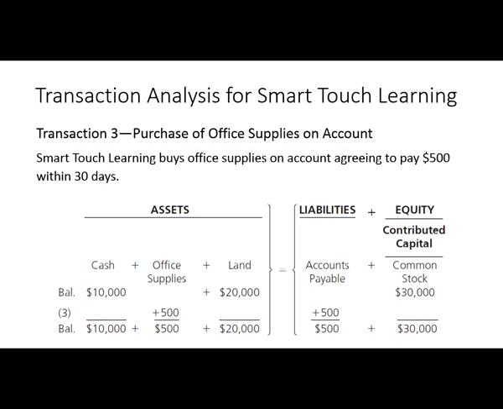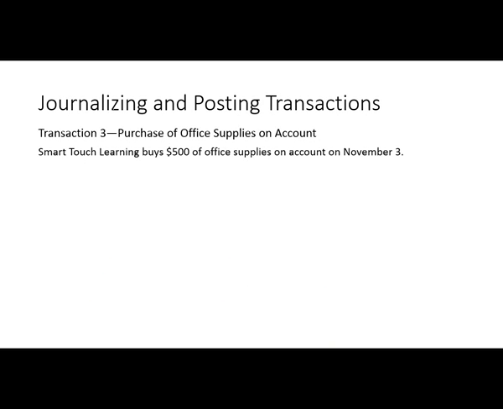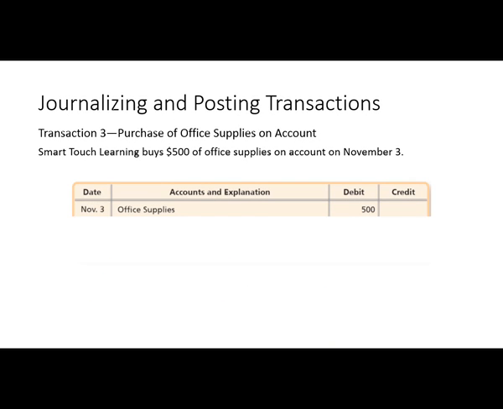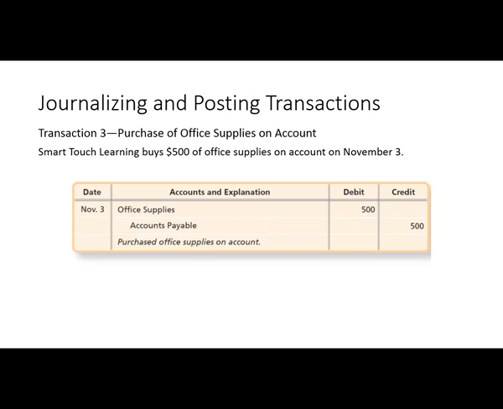Next one, purchase of office supplies on account. Again, this is what we did in the chapter 1 example. We had office supplies increase 500 and accounts payable increase 500. Office supplies is an asset. Assets have a natural debit balance, and so we should be debiting office supplies 500. Accounts payable is a liability account with a natural credit balance, and so we're increasing that account also with a credit for 500. And then we can see our posting here.